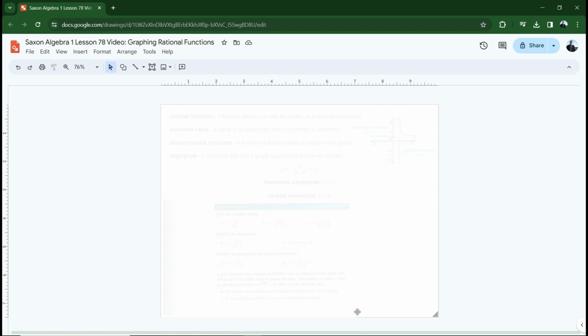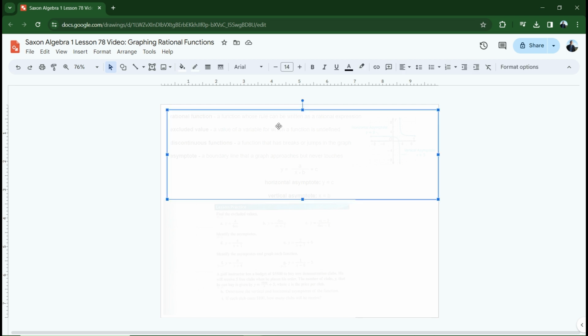Hey, Algebra students. In this lesson, we are going to be talking about graphing rational functions, and this is going to be a tough lesson. Students in the past have found this one difficult because this is not the kind of function that you're used to graphing. First of all, what is a rational function?